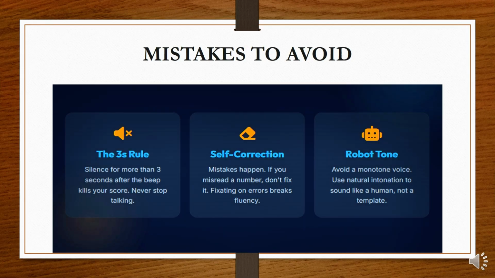Mistakes to avoid in order to get 90 in describe image: you have to speak within 3 seconds when your microphone turns on. Self-correction is a killer. When mistakes happen, try to avoid self-correcting and don't fix it. Don't try to fumble. Just maintain your fluency. A robotic tone is also not recommended. If you're trying to follow a template, that's not going to work.